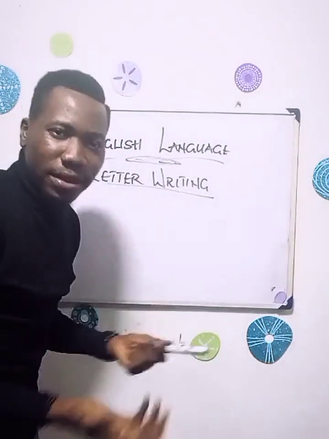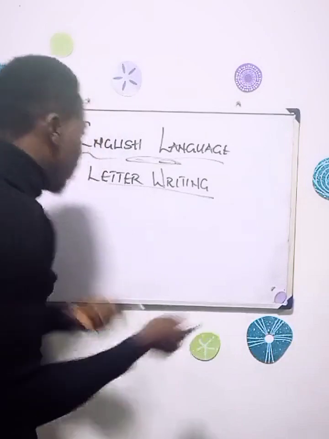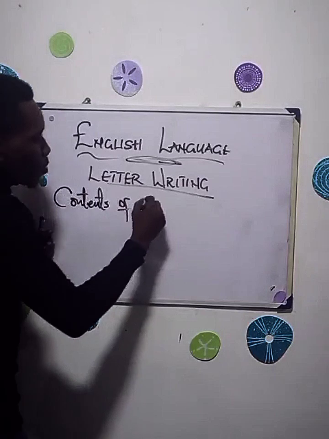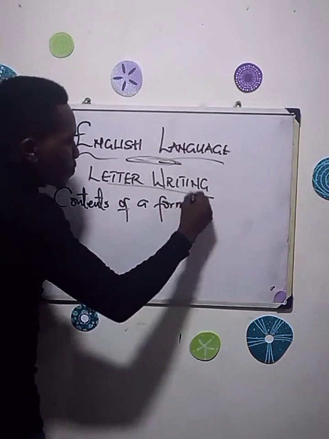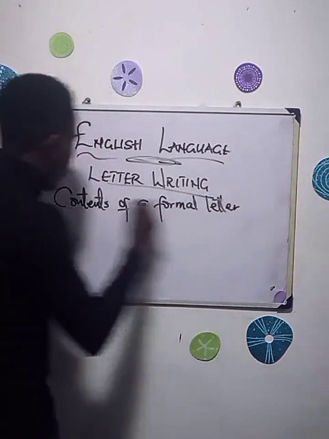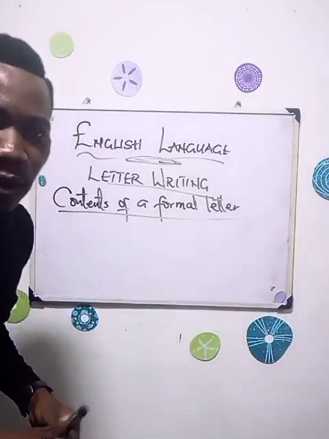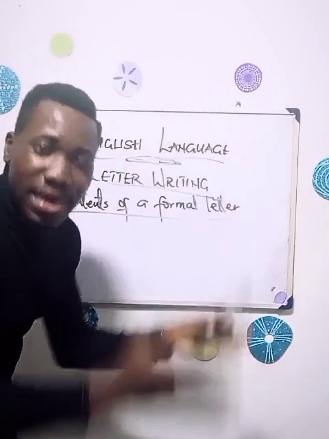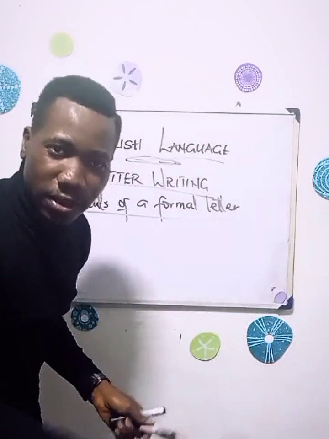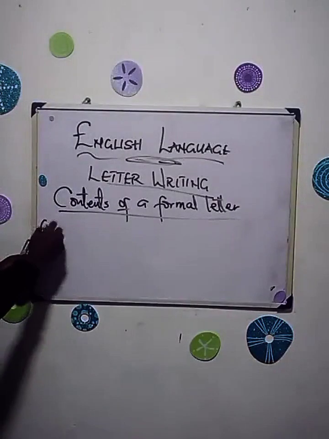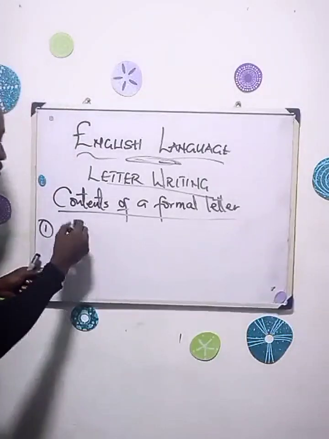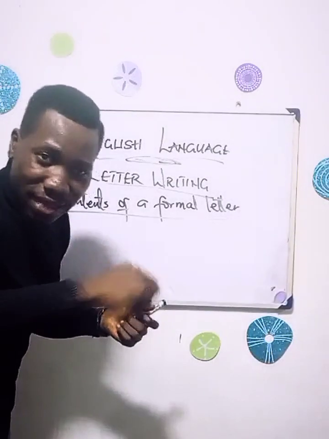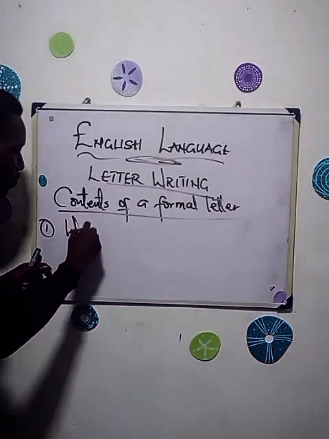Let's talk about the format of a formal letter, or the contents of a formal letter. What are the things that are necessary, that are supposed to be in a formal letter, so that when you see them, you know this is a formal letter? The first one you have in a formal letter is the writer's address. You write your own address. That's the first thing.